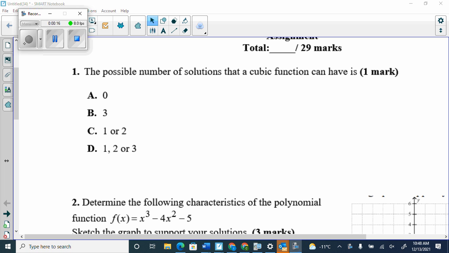Quadratics have what as a minimal number of x-intercepts? 0, because they could be completely above or completely below, correct? And what's the maximum number of x-intercepts a quadratic can have? 2, and then 1 as well, because its vertex can land on the x-axis. So this one is D.